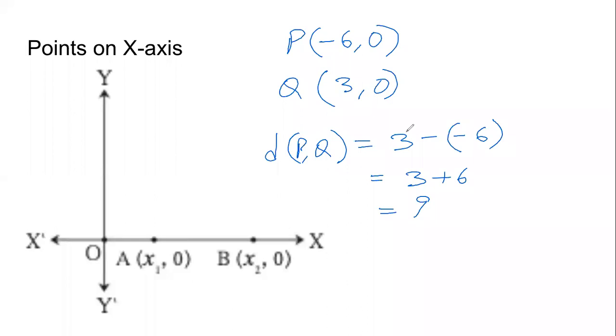What did we say before this? In this case, A and B, the distance between A and B is x2 minus x1. Bada minus chota. What is the bada here? x2. This is x1. x2 minus x1. Is it clearer now?